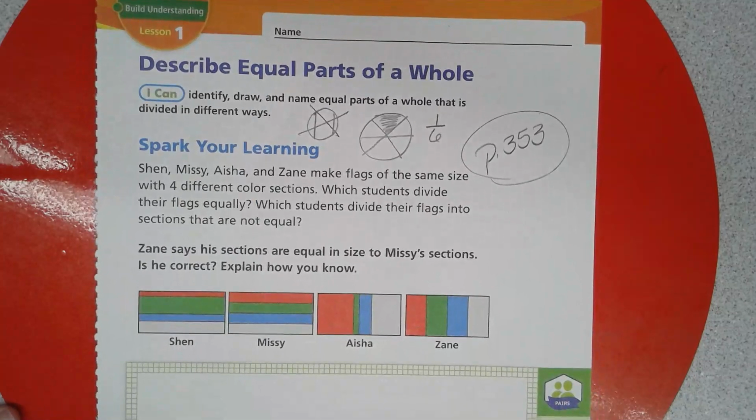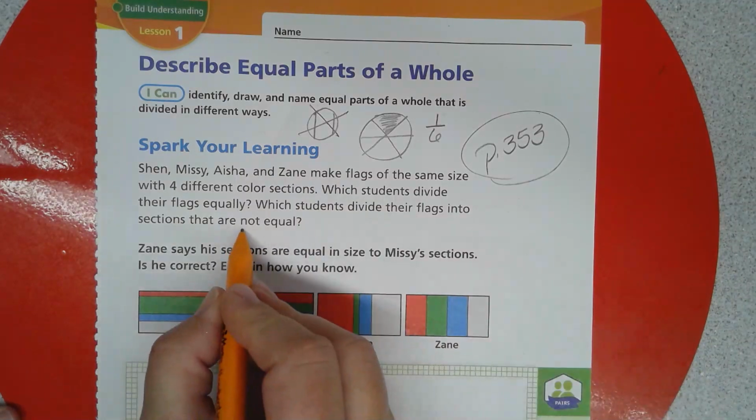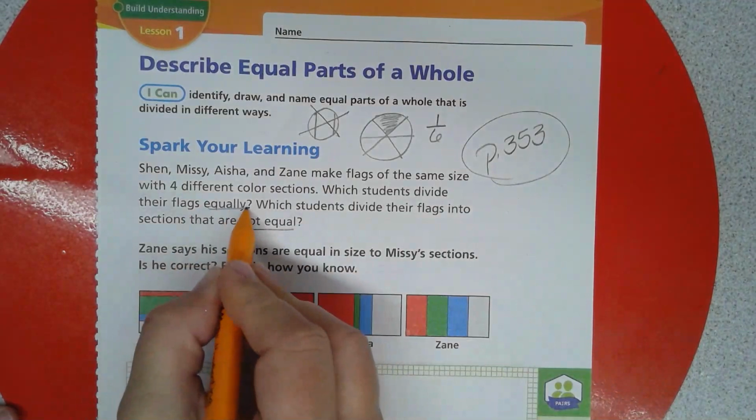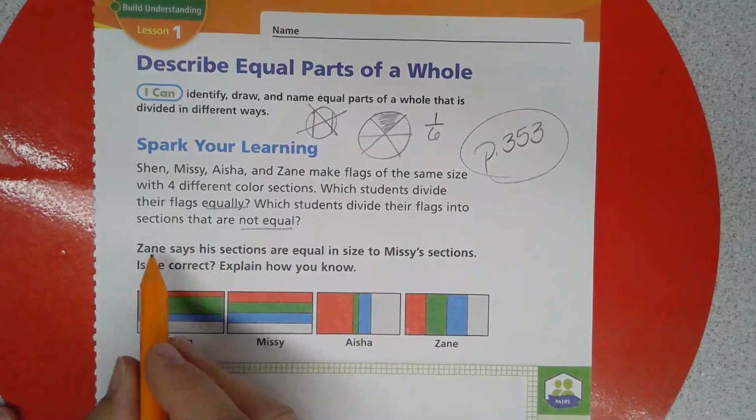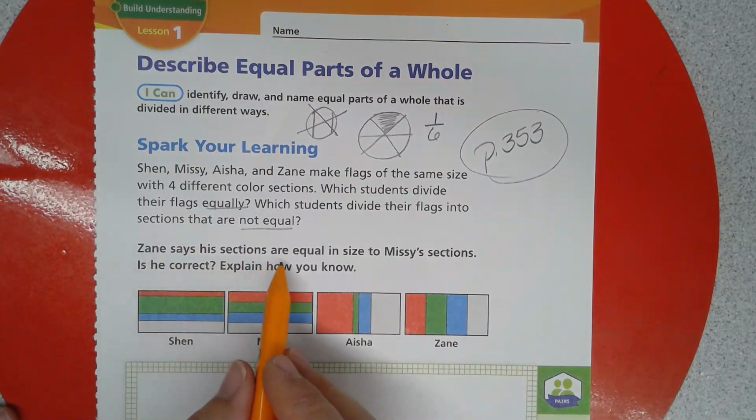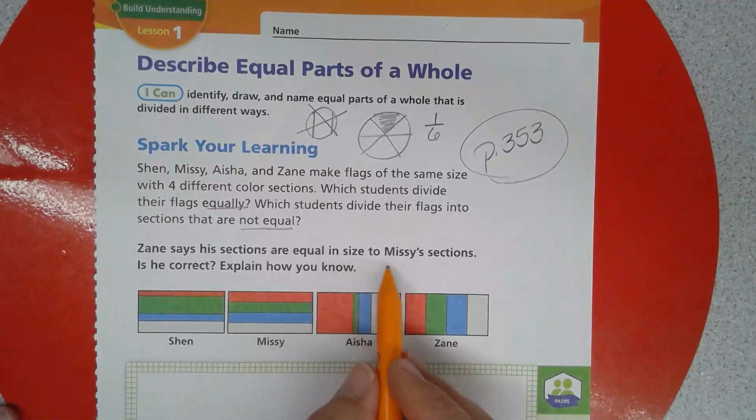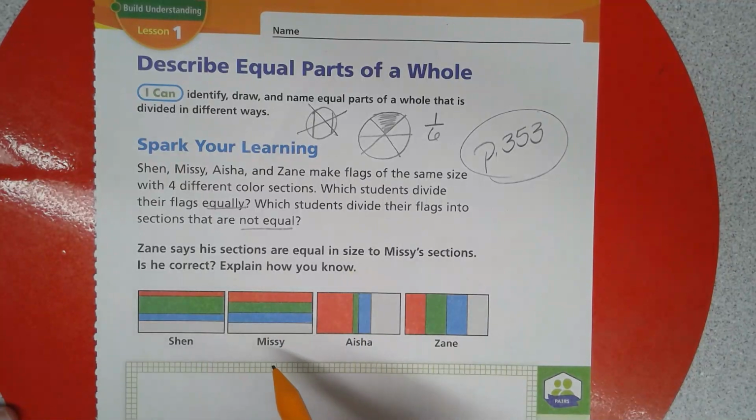All right, so Sean, Missy, Asia, and Zane make flags of the same size with 4 different color sections. Which student divides their flag equally? Which students divide their flags into sections that are not equal? So we're looking for equal and not equal parts. Now Zane says his sections are equal in size to Missy's sections. Is he correct? How do you know?